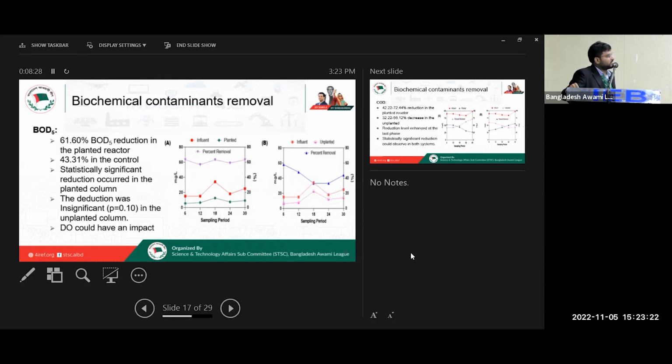And that's the result. We found that total biochemical oxygen demand, that is BOD5, was reduced in the planted reactor by 61.60%. And in the control system, it was reduced by 43.31%. And the reduction was insignificant in the control system. And we hypothesized that dissolved oxygen could have an impact on the planted system.